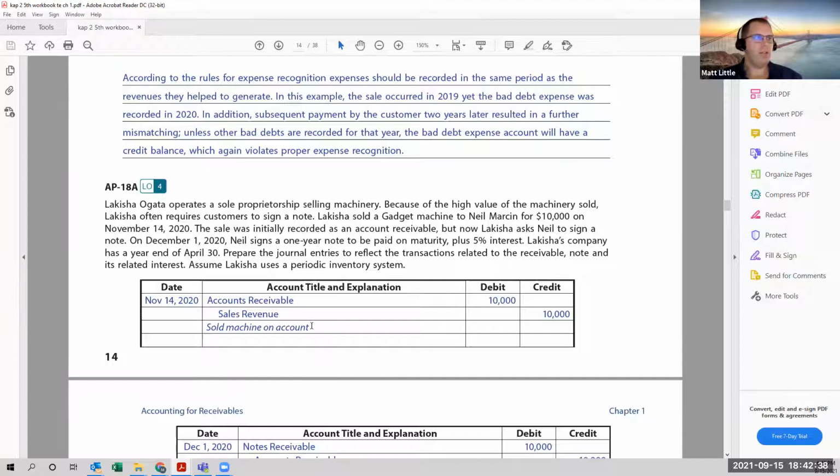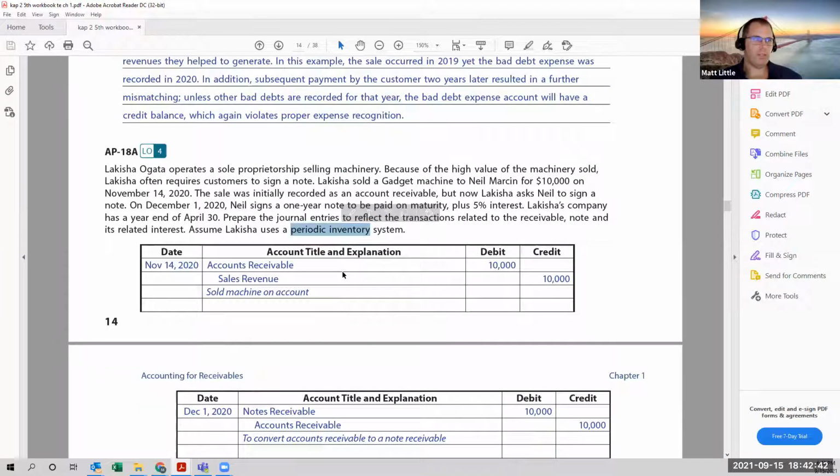So in this situation, and actually we're told it's a periodic inventory system. So in that case, we don't adjust inventory except when we count it. Okay, perpetual, we record a COGS entry every time. Periodic, you only do it at a point in time when you count inventory. So in this situation, on November 14, 2020, we had a sale of $10,000 based on this first paragraph, first sentence. And we set up the accounts receivable for $10,000. Hopefully straightforward.